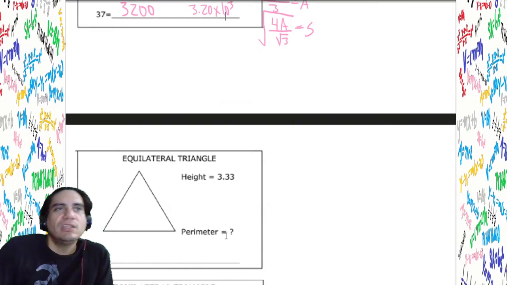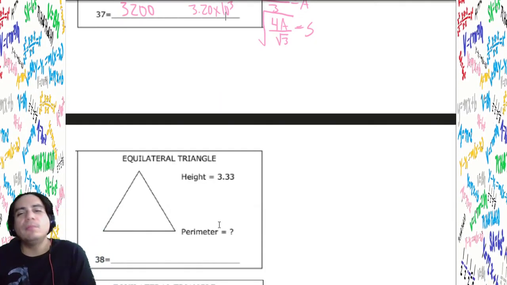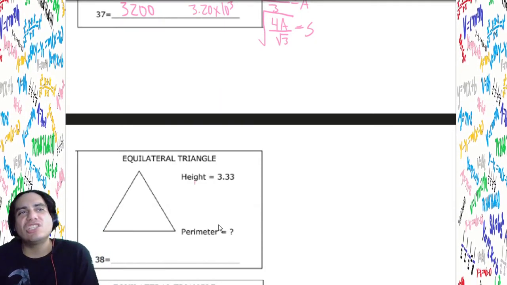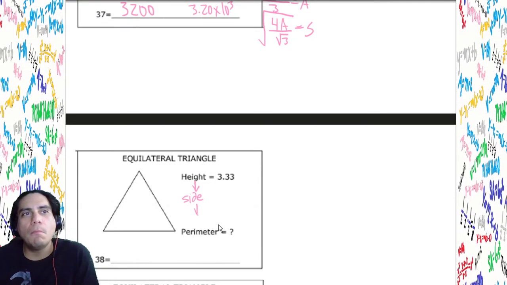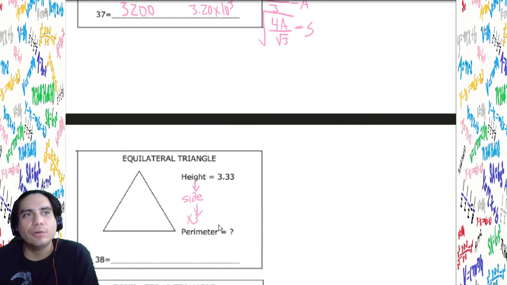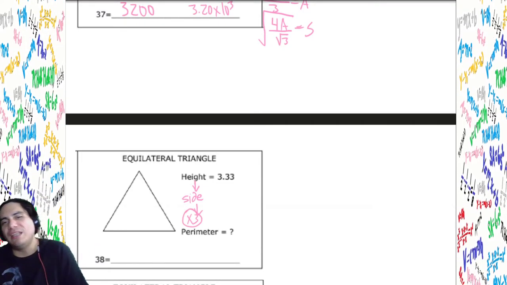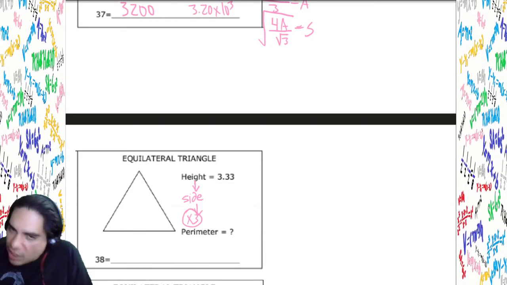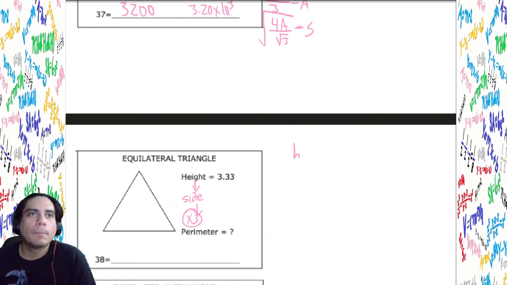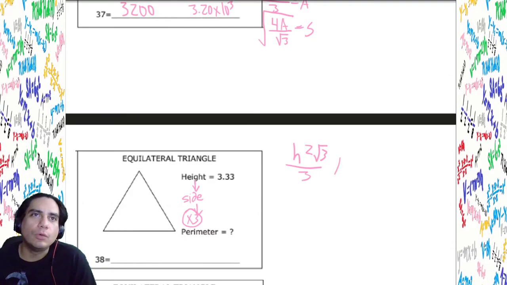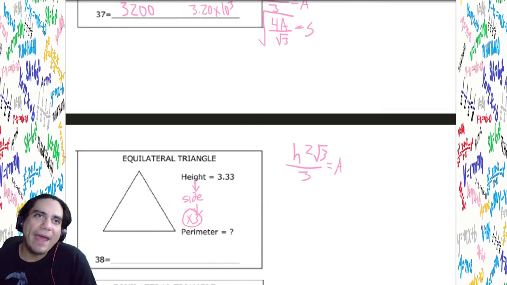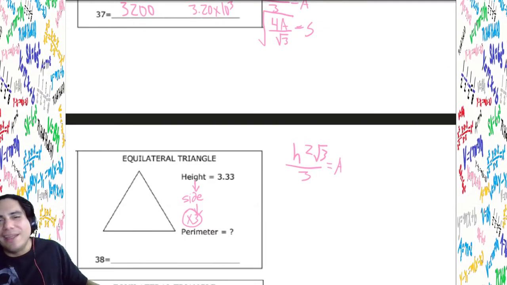In any case, let's go ahead and just do these problems now. In this problem, we're going to have to change this height into a side. And then once we get that side, we're going to multiply it by 3 so we can get that perimeter, okay? Let's get it started. Height squared times square root of 3 divided by 3 equals the area. Then we work backwards. Let's go ahead and get the area out there first.